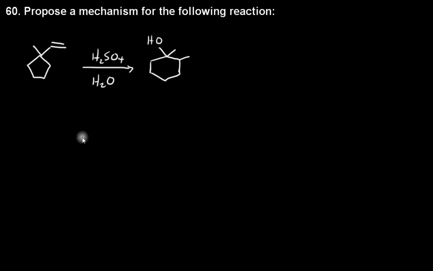Okay, so question 60, propose a mechanism for the following reaction. So again, just like with all these other mechanism questions that we do, they can seem daunting at first, but the key is to make sure, if you hit a roadblock anywhere along the way, that you don't freak out. You can always back up and try something different, okay?